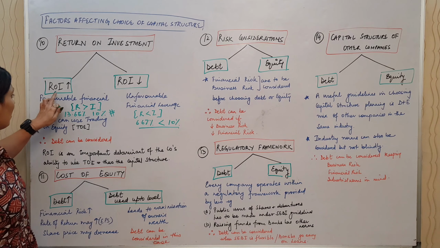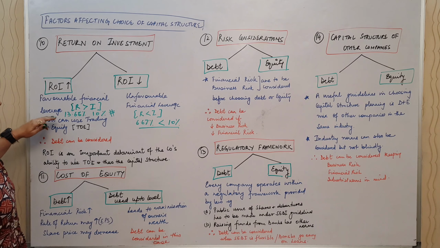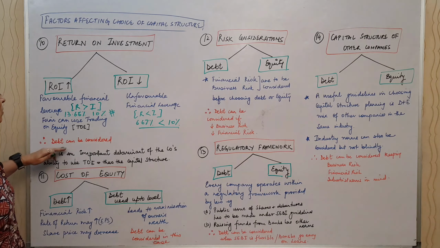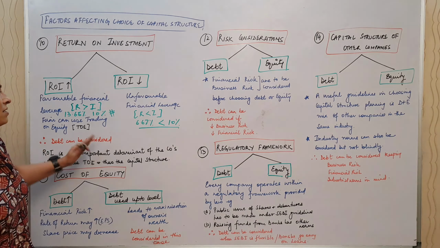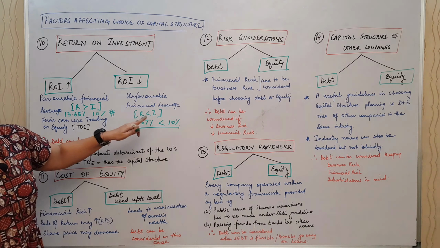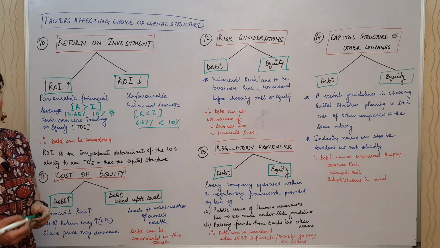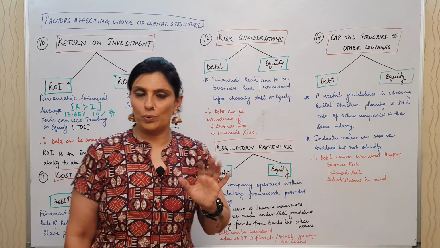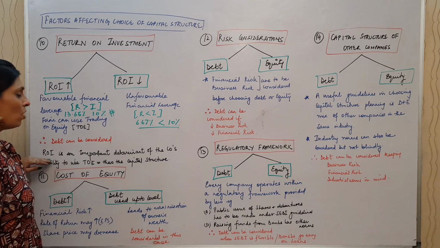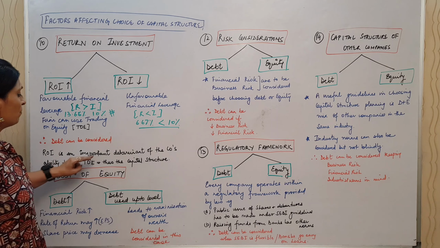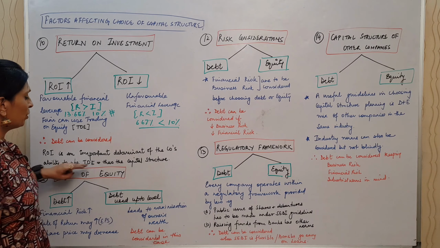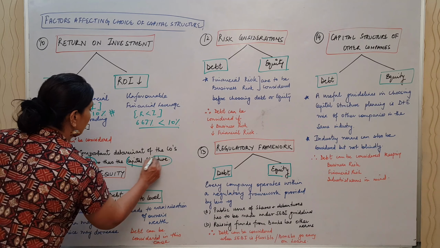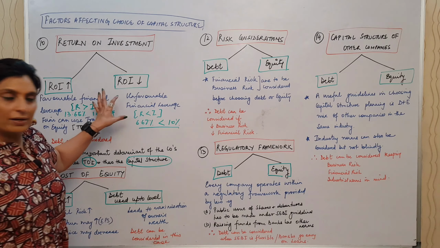Again, if return on investment is more, with favorable financial leverage, the firm can use trading on equity and can use more debt in comparison to unfavorable financial leverage. If it is unfavorable financial leverage, we prefer total equity. All right. Return on investment is an important determinant of a company's ability to use trading on equity, and thus of the capital structure. So that's how you decide about your capital structure, how you're getting your returns.